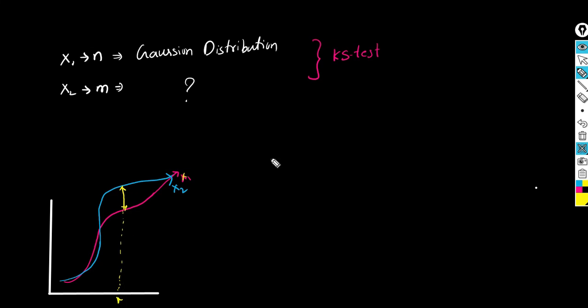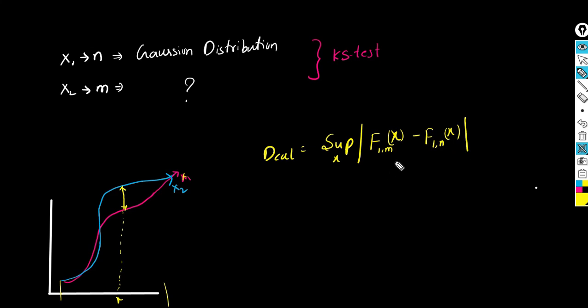Now the distance that we found at point x we call the calculated value, that is D calculated is equal to the supremum distance at x. x might be any value within this range, but it is the same point for x1 and x2, that is, D calculated equals F1,m(x) minus F1,n(x). Okay, now this is the calculated value.